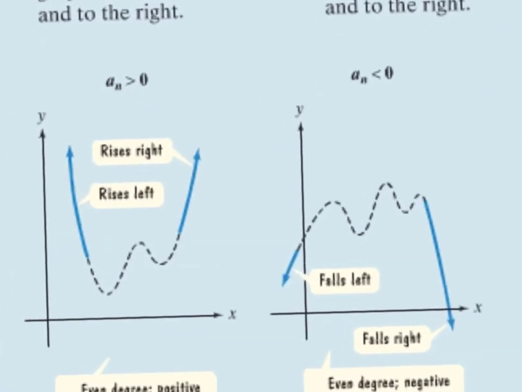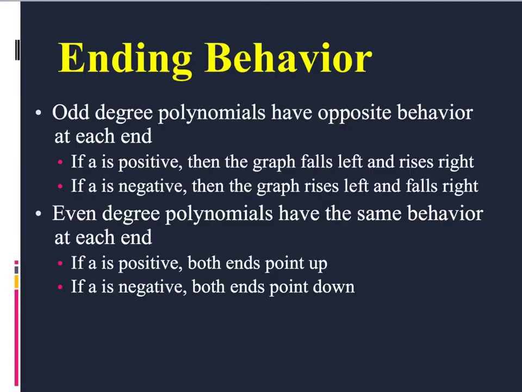In the middle, a lot of things could be happening if we have a polynomial function, and we'll discuss that later. But on the ends specifically, if your leading coefficient's positive, then it's going to rise on the right and rise on the left. If it's negative, it's going to fall on the left and fall on the right. So let's go to that and write that.